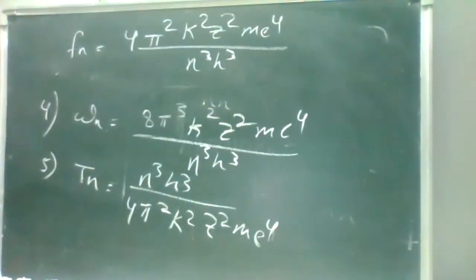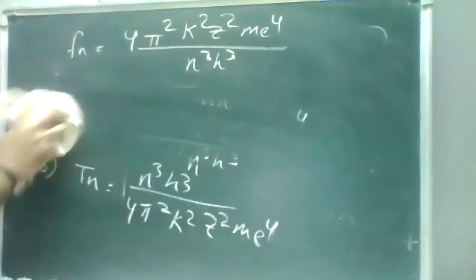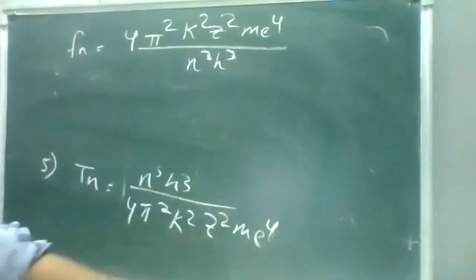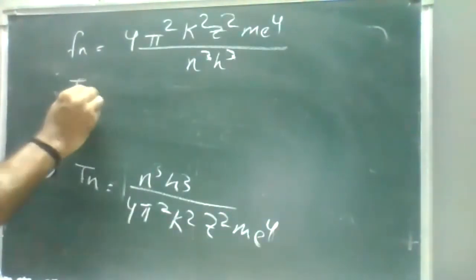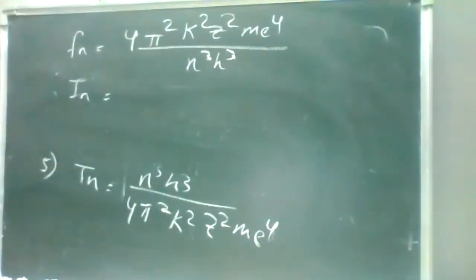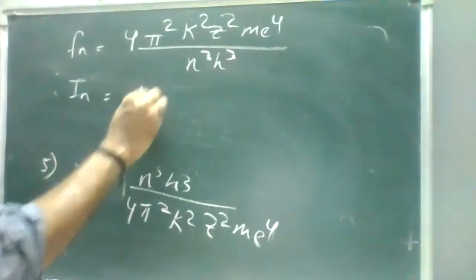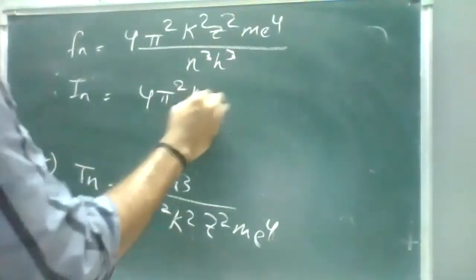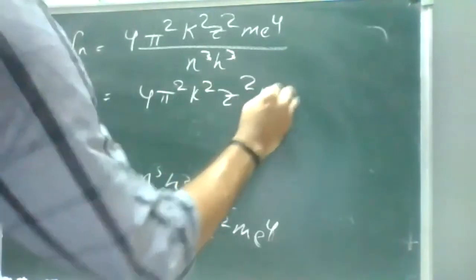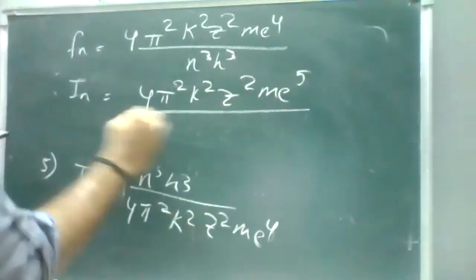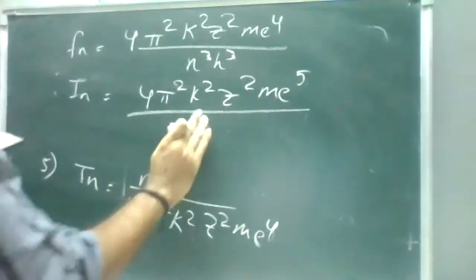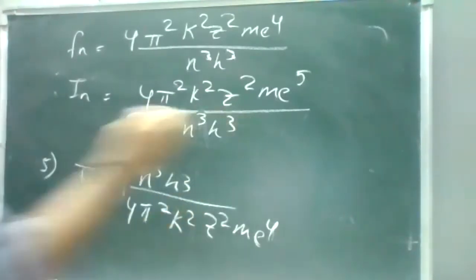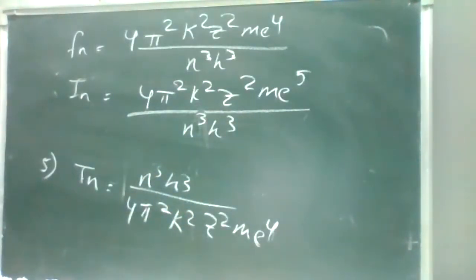Next one, orbital current. Orbital current In is equal to 4 pi square k square z square m e power 5 by n cube h cube.